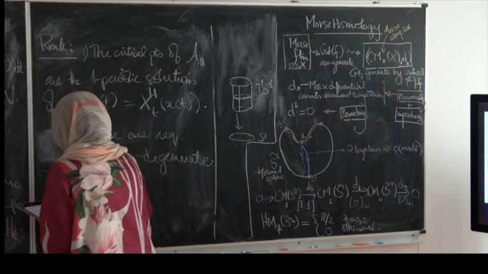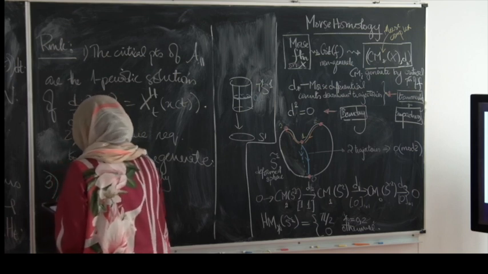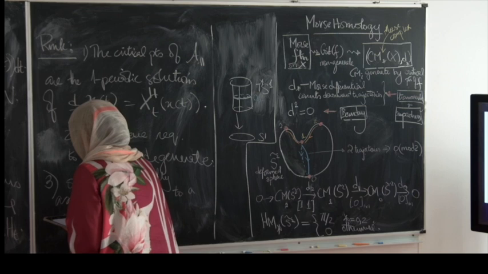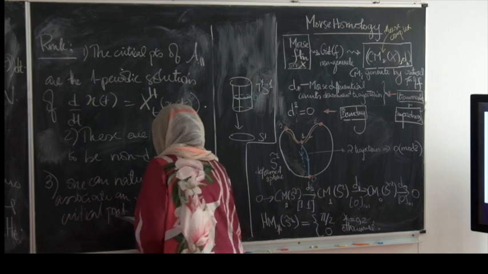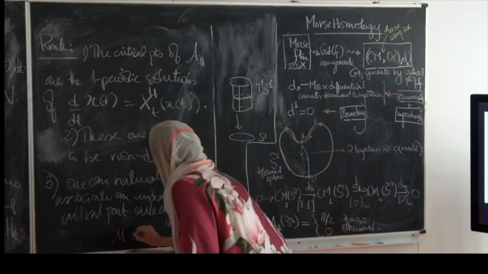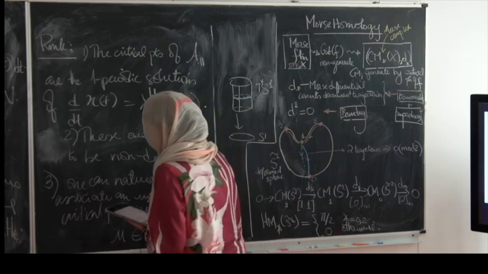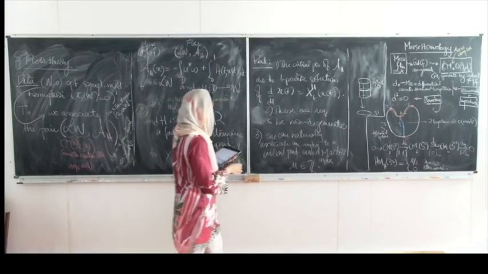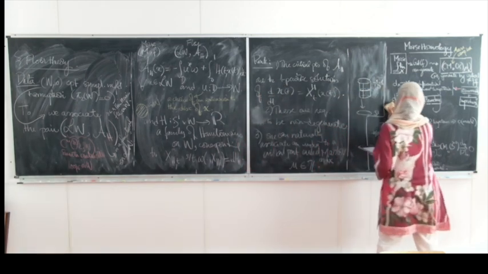And one can naturally associate an index to a critical point called the Maslov index. It's denoted by mu and it belongs to the set of integers, it's always an integer. Okay, so if you want to know what this is, maybe I can try and explain with an example. So I think I can erase this now.